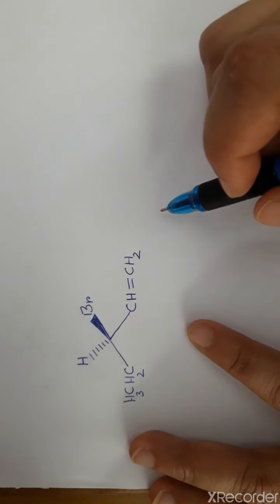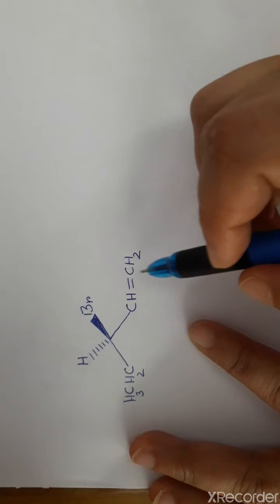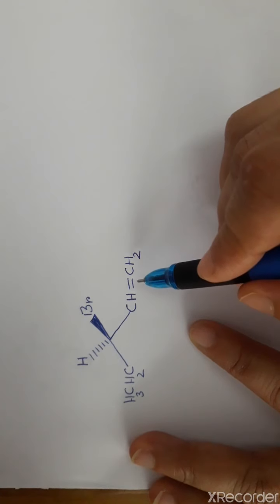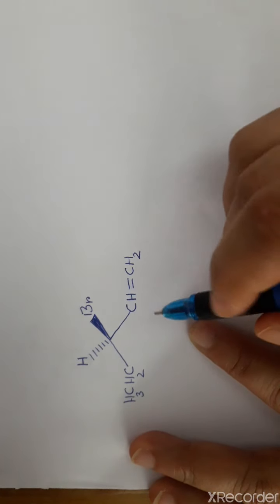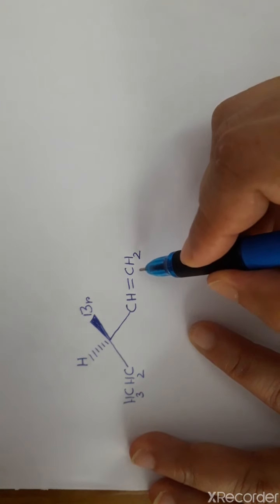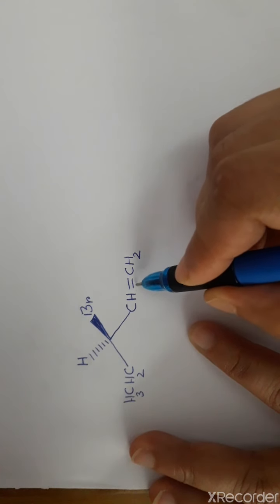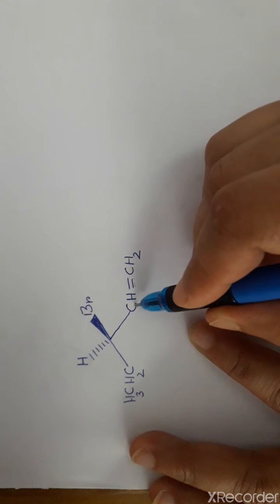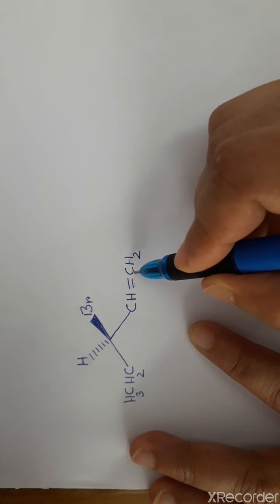Now let us discuss the fourth rule of CIP. That rule is applicable when one of the groups has a multiple bond. Now in this molecule, this is a group where there is a double bond between this carbon and this carbon, right? Now how will we consider it when we determine the priority?